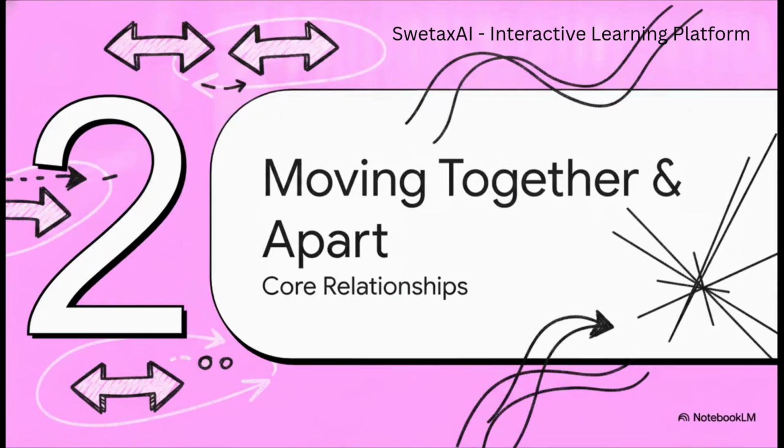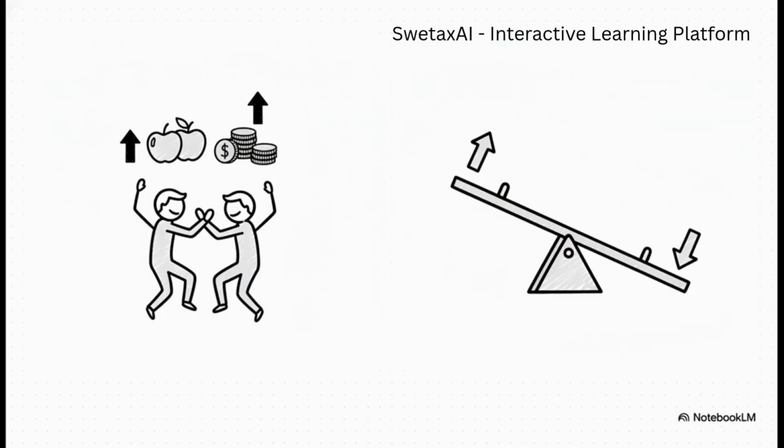Section 2. Moving together and moving apart, core relationships. Let's look at the two most fundamental types of relationships you'll encounter. Now, what's really interesting here is contrasting these two dynamics. Think of direct variation as moving perfectly in sync, kind of like dancers. As one quantity increases, the other increases right in step. Like, if you buy more apples, your cost goes up. The formula here is simply y equals k times x.